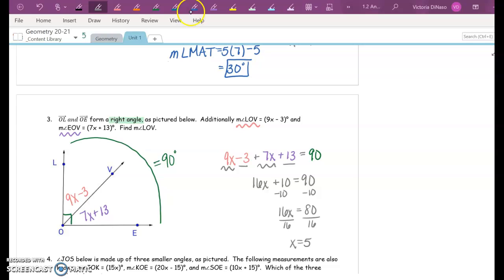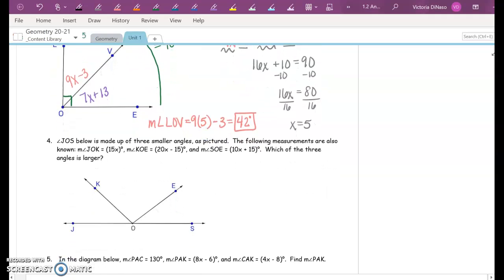In order to find the final answer, I'm going to input the 5 into angle LOV. Angle LOV I have in pink. So we have the measure of angle LOV equals 9 times 5, which is 45, minus 3, which equals 42 degrees.